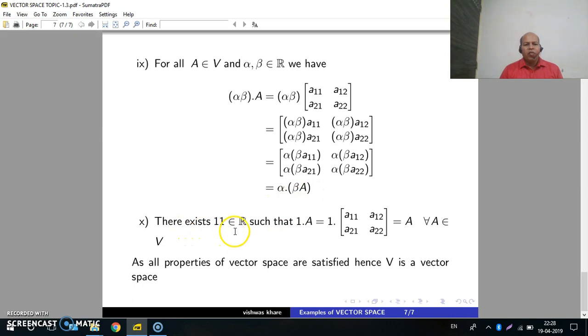Then there exists 1 belonging to R such that 1 into A, which is 1 dot A11, A12, A21, A22, is equal to A for all A belonging to V. Hence this property also satisfies. As all properties of vector space are satisfied, hence V is a vector space.